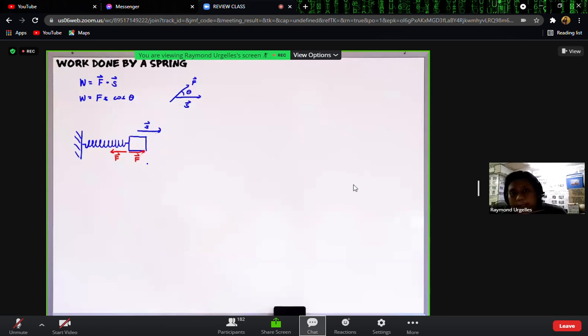Pero kadalasan ang kino-consider natin dito is yung positive component, which means we are considering this force here. Kino-consider na lang natin siya depende dun sa position ng object natin with respect to the spring. So pag pinasok natin dun sa equation ng work, basically yung differential work will be given by F, then this will be dx or ds. Nakuha ba? So again, this will be our differential work.